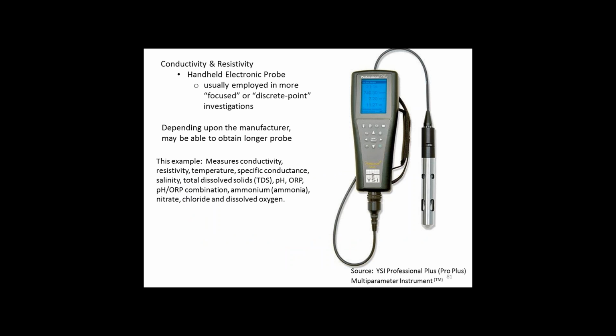We can also use conductivity and resistivity, again using a handheld probe and employing it in a more focused investigation once more. Depending upon the manufacturer, you can get quite a few parameters out of some of these. Our focus is on the conductivity and resistivity, but if you were near a saline water body, salinity might be something you'd also check out, or in an agricultural area, nitrates. If you happen to have a discharge that has a strong pH, either alkaline or acidic, pH may also be a parameter you'd want to look at.